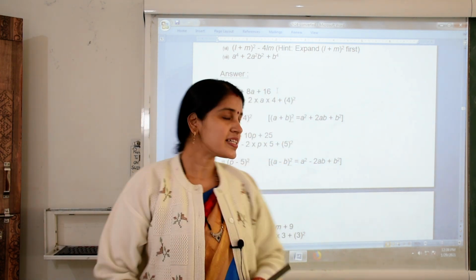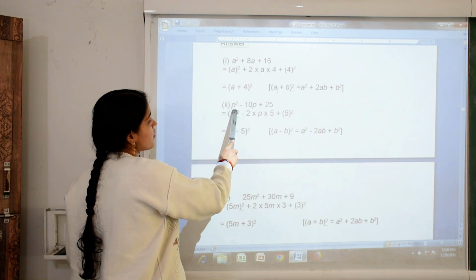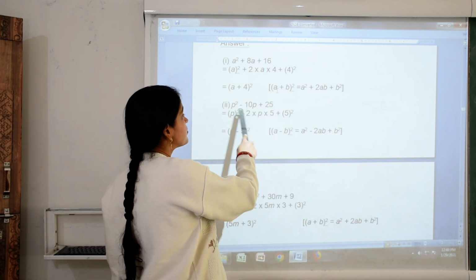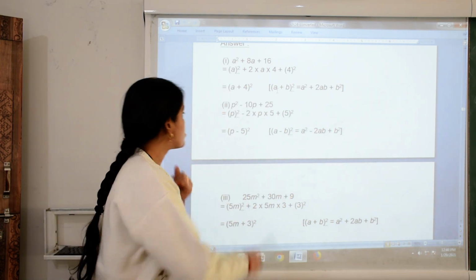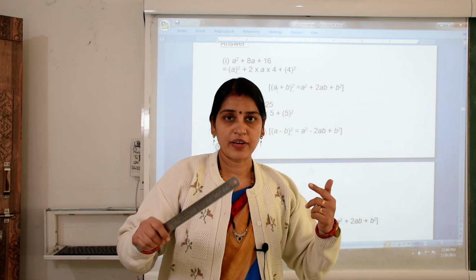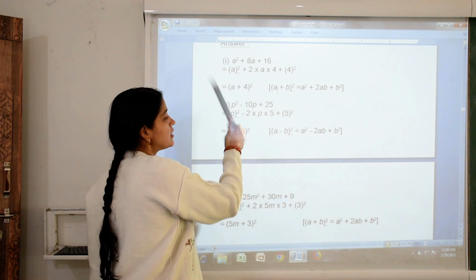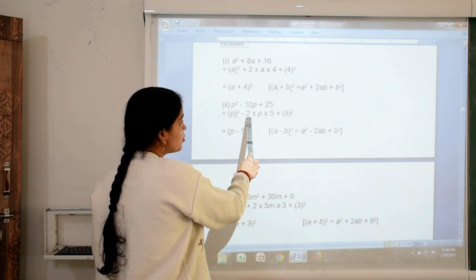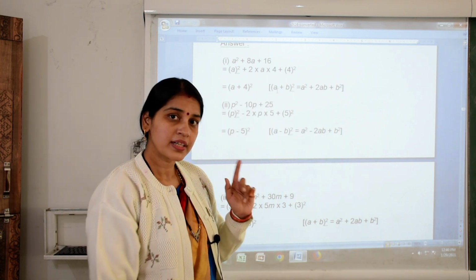Okay, now let's see the second. Our second problem is p square minus 10p plus 25. Now here again we have to convert it in the form of identities. So p is the square of what, beta? p. When we do the square of p then we get p square. Then in brackets, square, then minus sign, then 2ab. So a is p and b is the square root of 25, which is 5.